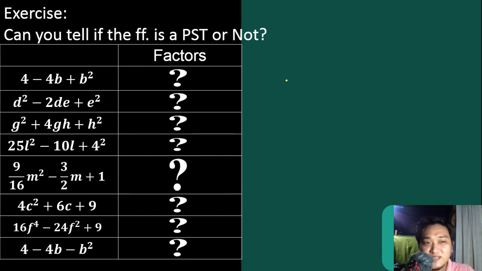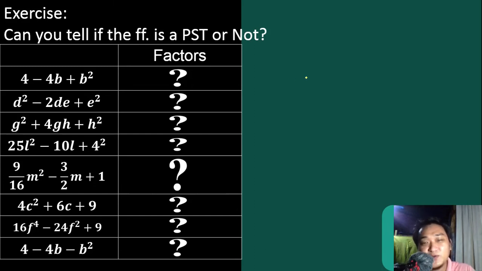So on the next examples that we are going to have, we're going to tell which of the following is a perfect square or not. Pag perfect square siya, lalagay natin yung factor niya. Pag hindi naman, pag not factorable siya, we'll just put not. Okay? So let us try the first example.